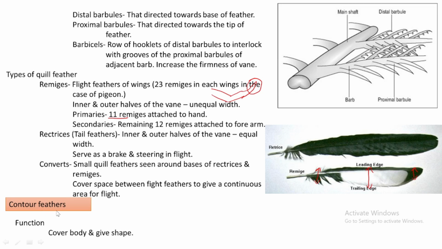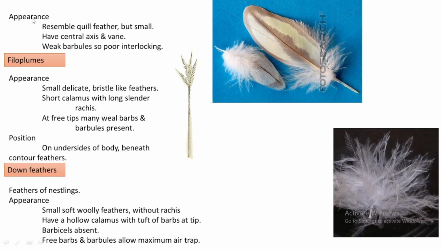Then we are moving to the next type. Quill feather is over. Then contour feather. What is its function? The function is to cover the body and to give shape. And what about its appearance? This is the contour feather. It resembles the quill feather itself, but it is small. It also has a central axis. And the barbules are very weak and poor at interlocking.